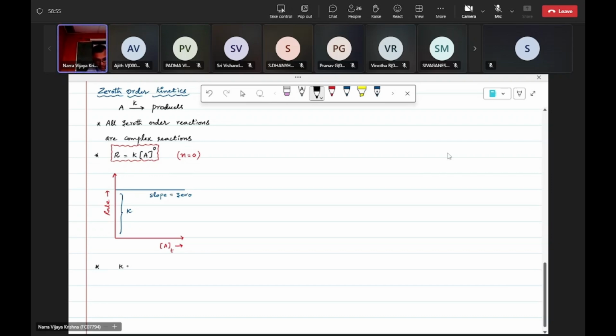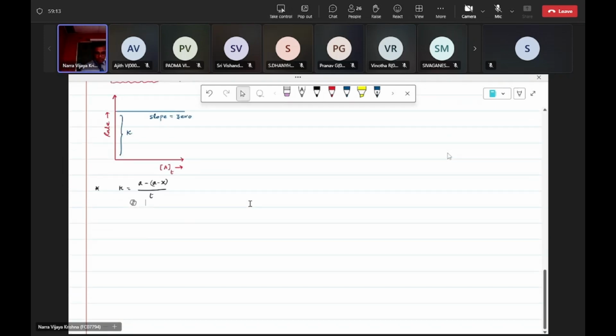K equal to a minus x by t. Correct? Respond, sir. A minus x by t, which is nothing but equal to x by t. Why did I write it in this way?